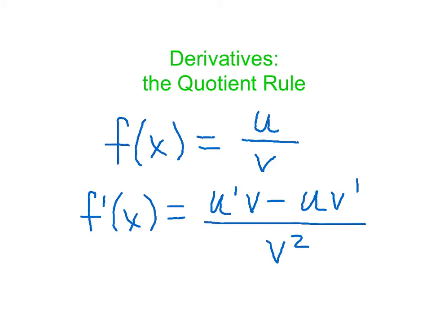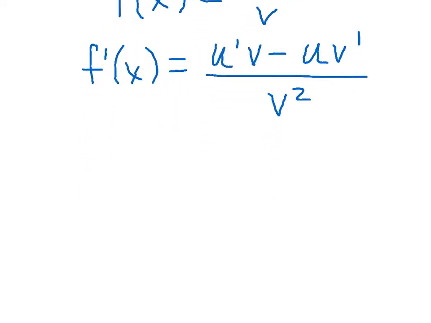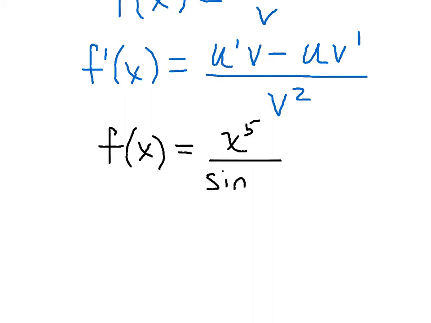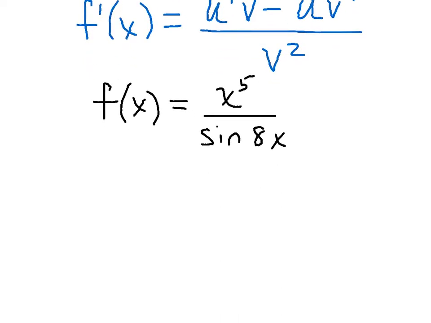All right, let's see how it plays out in an example. I'll move this up a little bit, maybe pull out a different color. And let's look at this function. F of x equals x to the fifth over the sine of 8x. Let's see if we can write its derivative.